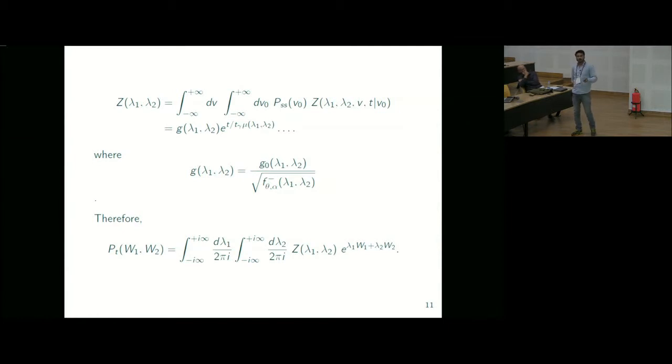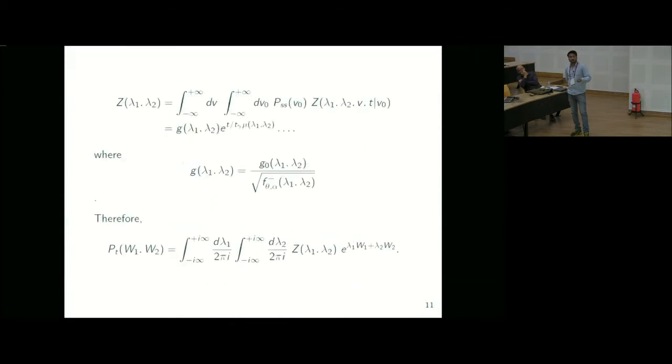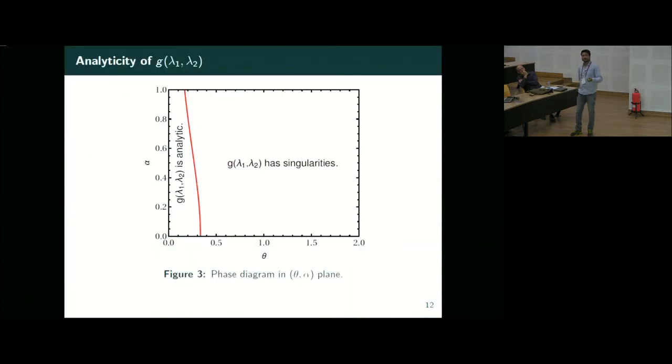First, we have to understand what the analytical property of this thing is. So what is analytic? If you stay in this region, G(λ1, λ2) is analytic. That means this function is positive, so there is no problem. But if you go in this region, this function can have any sign. So this has singularities, and you have to take care of all the singularities when calculating the joint distribution.